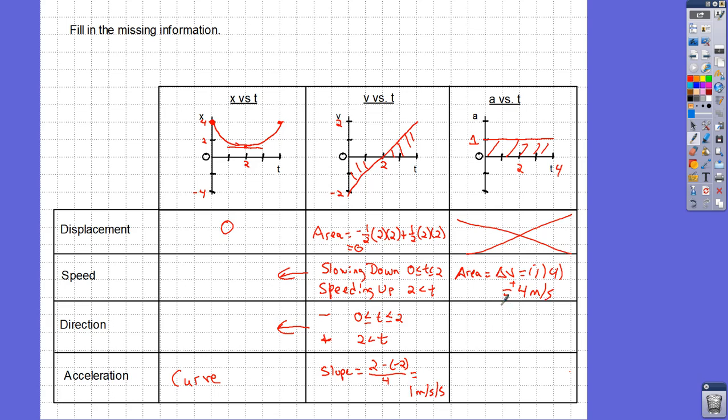Direction, we can't say what direction the object is moving from the acceleration graph. The acceleration itself we know is 1 meter per second per second. Alright, our next slide here.